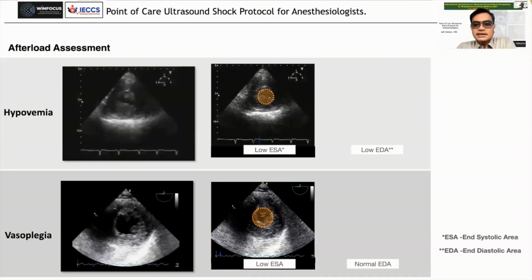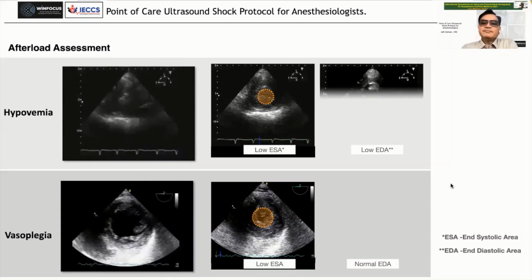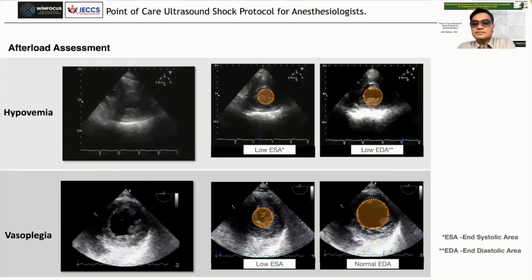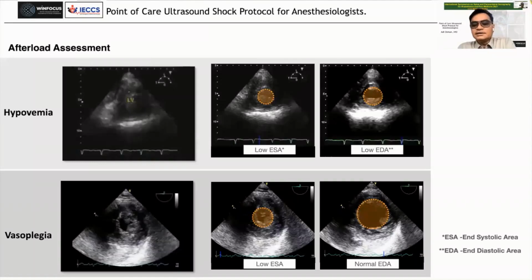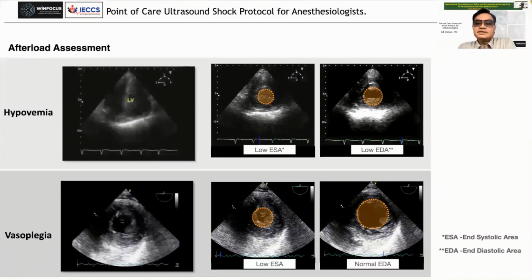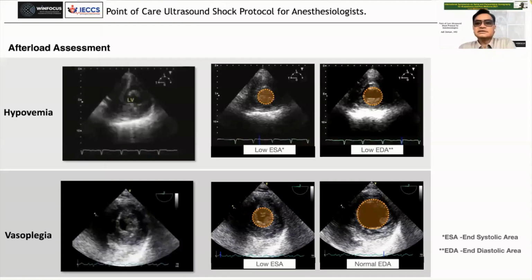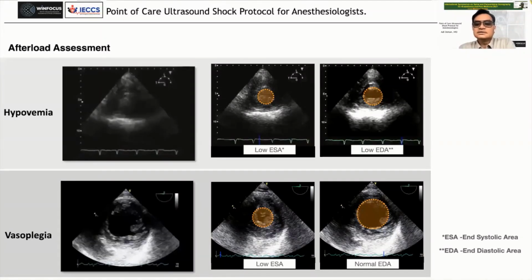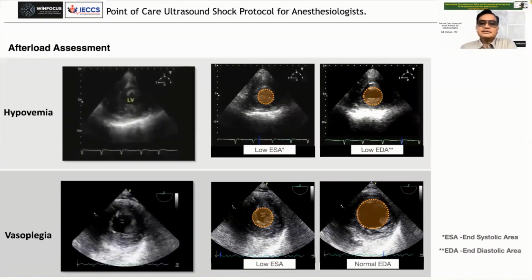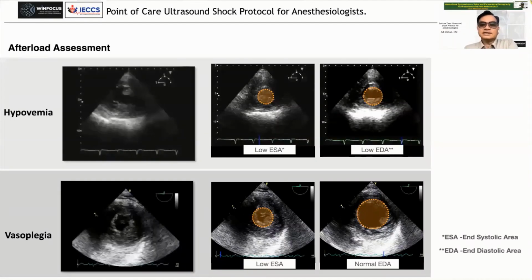There is a reduction in end-systolic area, whereby in hypovolemia, because of the intravascular volume depletion, they will also have a low end-diastolic area. In vasoplegia, the main pathophysiology is generalized vasodilatation, and most of the time there is not much difference in intravascular volume. So the end-diastolic area will be normal. So this is just a subjective way to differentiate, and looking at the afterload, to assess the afterload.